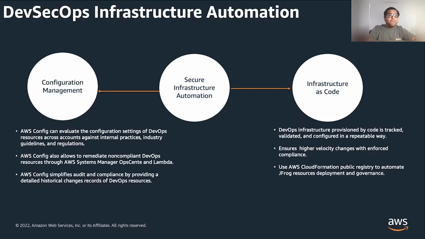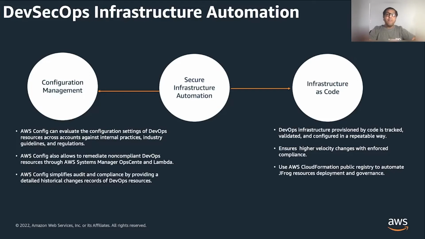AWS Config service simplifies the audit and compliance by providing detailed historical change records of the DevOps resources. You can have a complete record of what changed, when it was changed. And when you are using CloudTrail, it can give you further information on who changed it and other related metadata information.